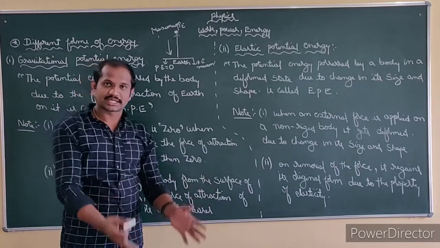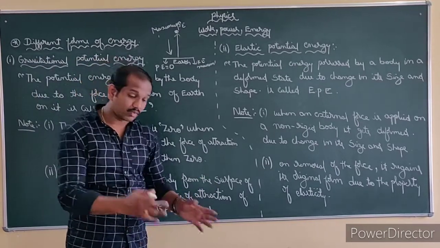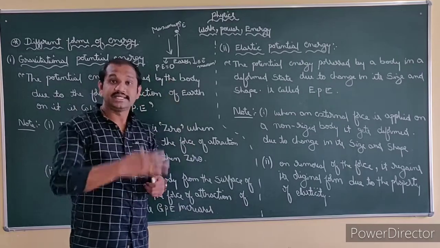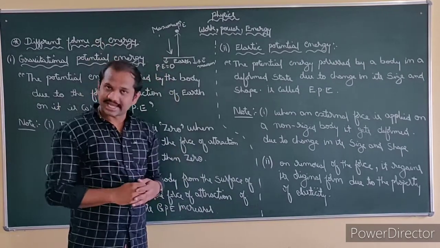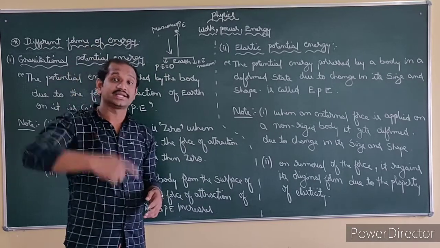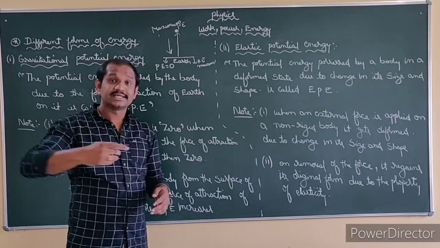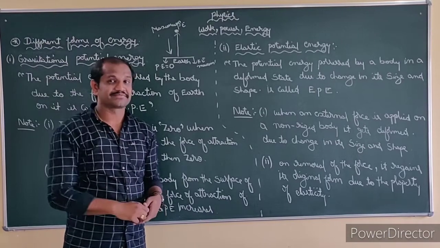Now, if a person is lifting a bag with a pulley, what happens? He is doing work against the force of gravity. When he just keeps it on his head, what energy is he making? The work he has done is stored in the form of potential energy.